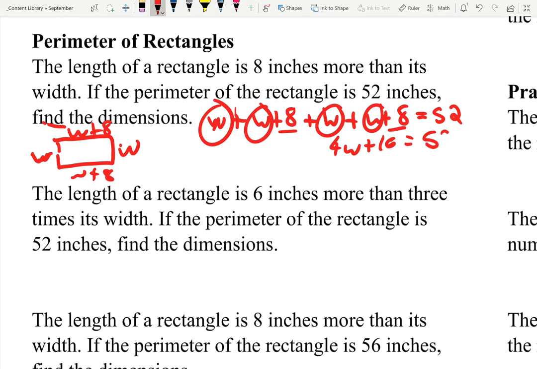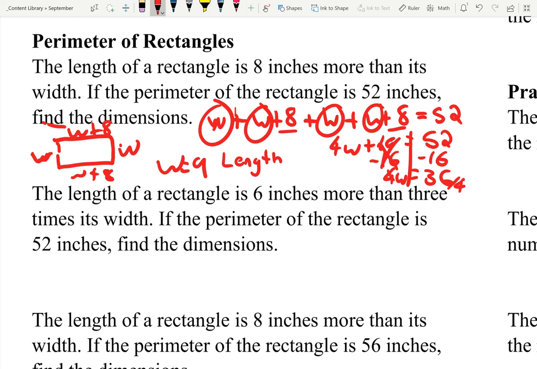And that, remember, equals 52. So when you solve it, subtract 16 from both sides, we get 4w equal to 36. And then divide both of those by 4. You'll see that w equals 9. 36 divided by 4 is 9. So remember, that is our width. The width is 9. We know what the width is. But now I need to find the length.